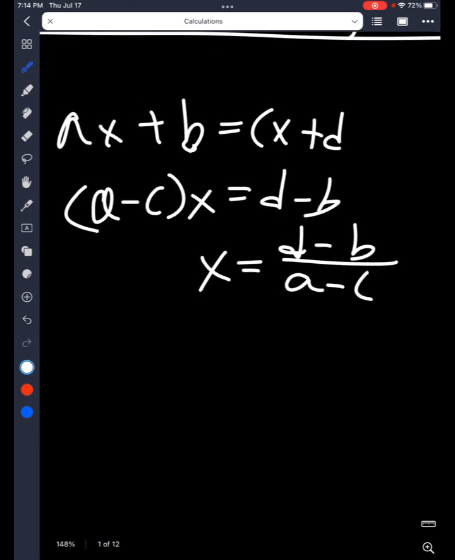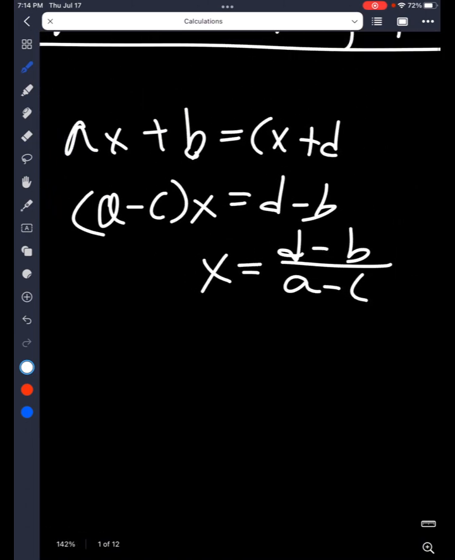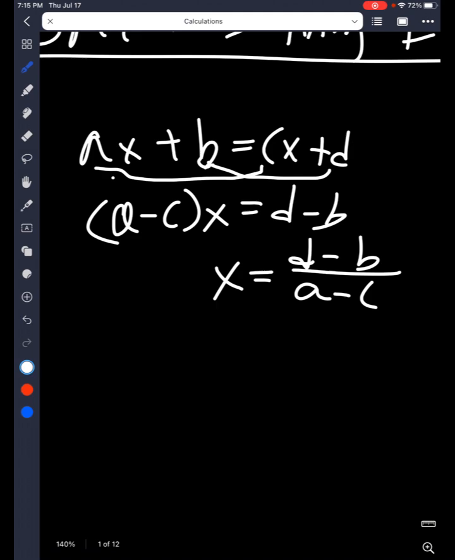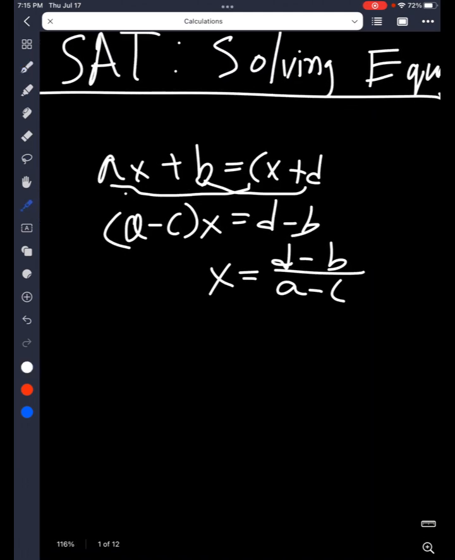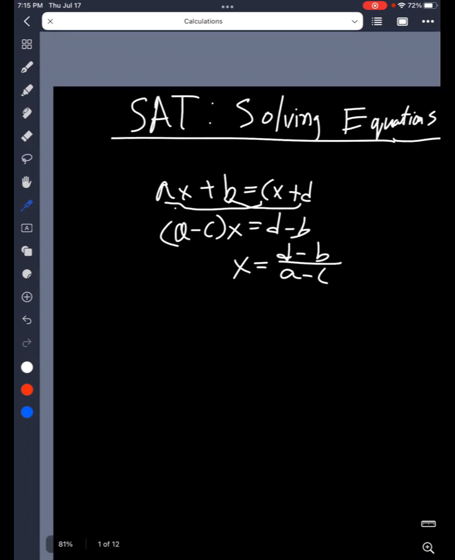Okay, so a good way to remember this is if you have the equation, you just go this way. But now we can switch sides because we're switching the numbers. Like this. And so, yeah, that is your guide to solving linear equations on the SAT.